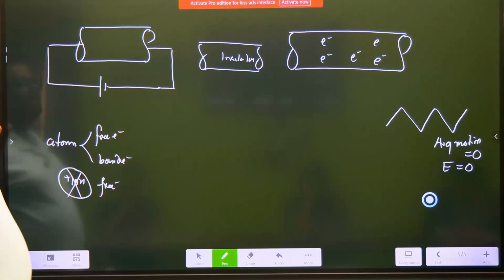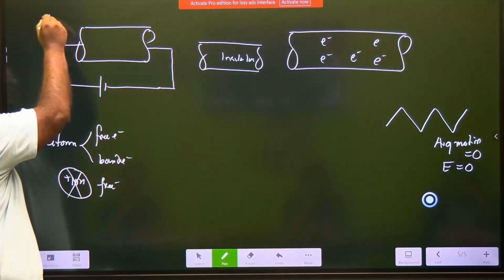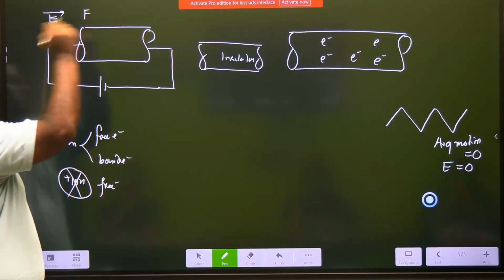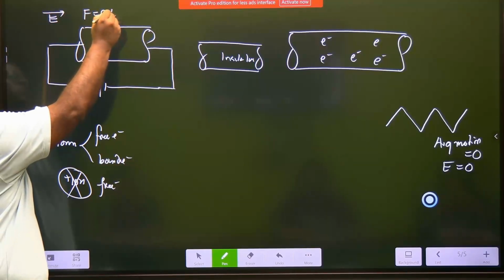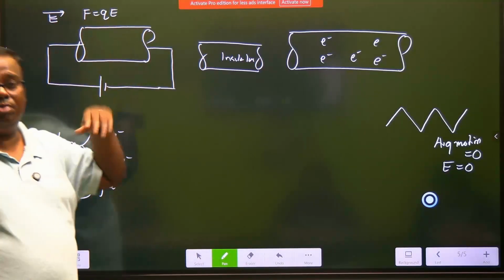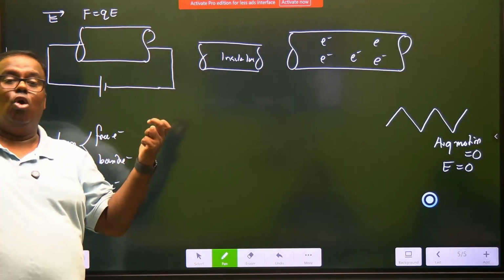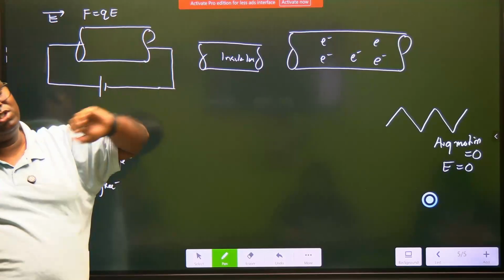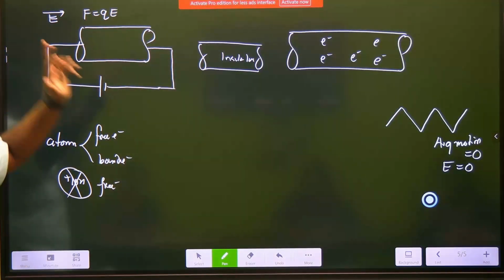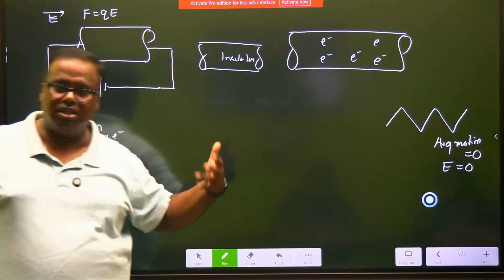Now just see. If you give an external electric field, then a force will be set up. This force will be nothing but Q multiplied by E, where Q is the charge. So all the Q's will sense this force in one direction. Do you expect movement in these Q's? Yes. That's why a conductor conducts.